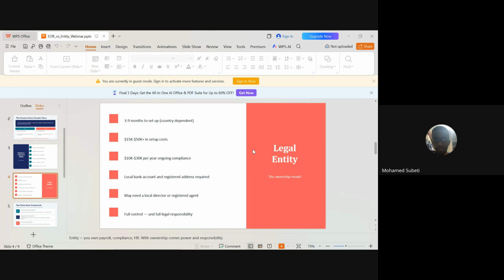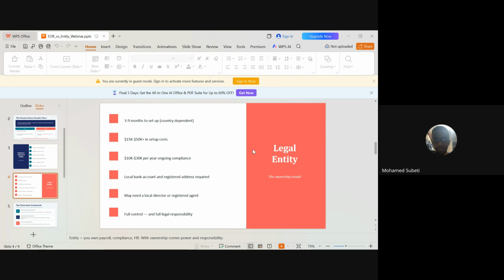Some countries have EOR restrictions or caps. There are limits on how long a worker can be employed through an EOR before you're required to establish a local entity. Some industries have regulations that require direct employment, and some countries, frankly, are so employer-friendly for entities that the setup cost is minimal and the entity just makes more sense from day one. This is where you need local knowledge, which is where a platform like Deel becomes invaluable, because they've navigated this in 150 plus countries and can tell you upfront what the rules are.